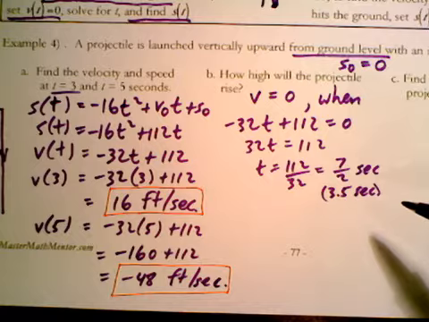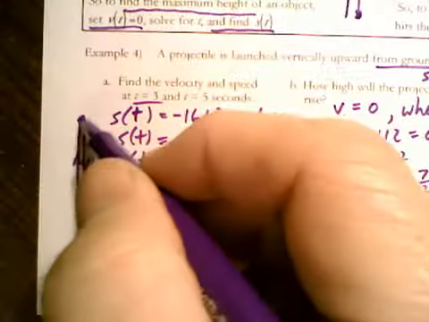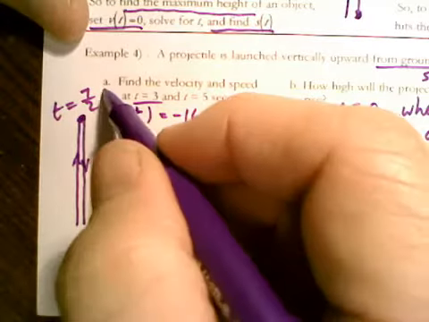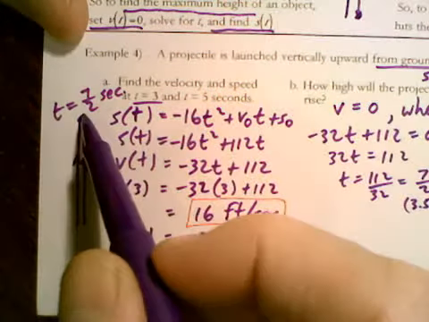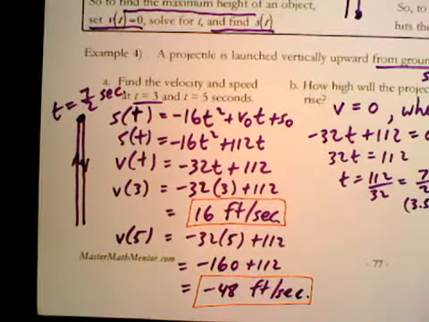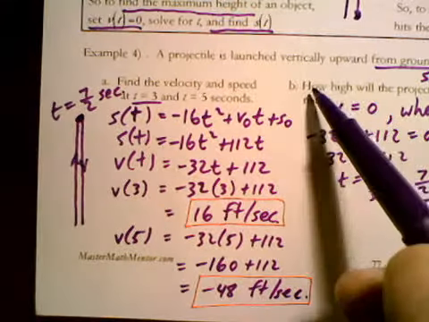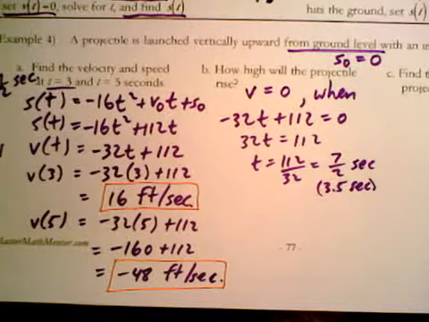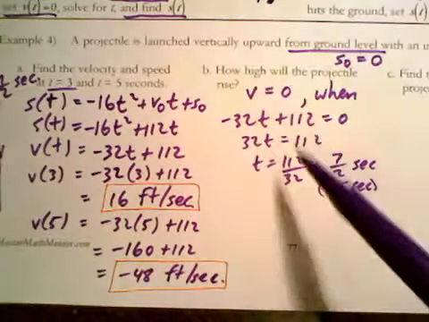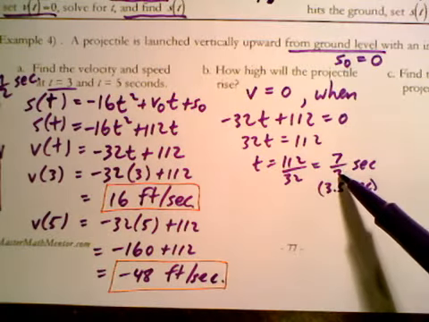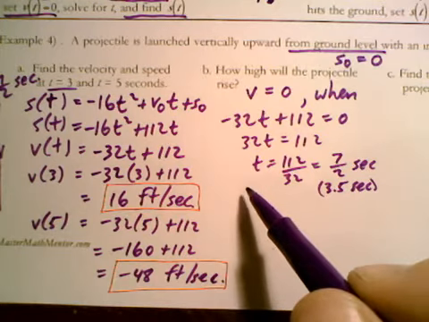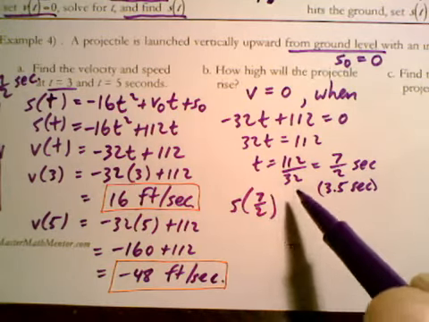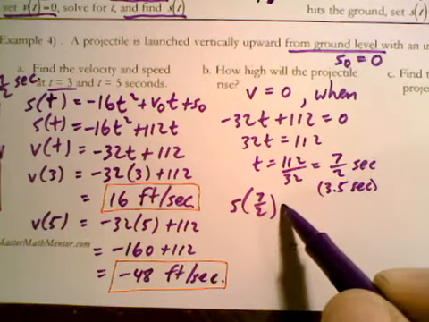And so at the 3.5 second mark, t equals 7/2 seconds, we reach our maximum height. Well, this is asking us, how high will the projectile rise? Well, how high, that's position. What will the position be when t equals 7/2? Well, what's the position when velocity is 0? The position when the velocity is 0 is the position at 7/2, and we already have the position function.